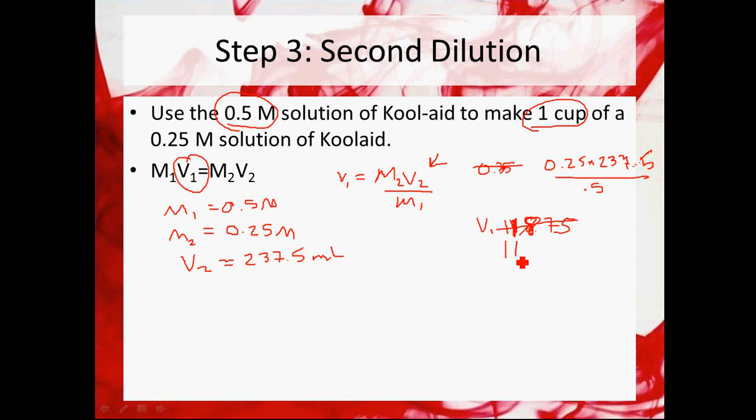I'll just rewrite it. Okay. And this is milliliters, and remember we said that that was just a half cup, right? So you're going to do the same thing. Since you have to use a half a cup, use a half a cup of the 0.5 molar solution and a half a cup of water. And when you add those two together, you will get your 0.25 molar solution.